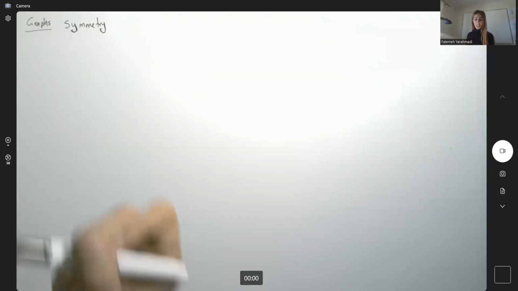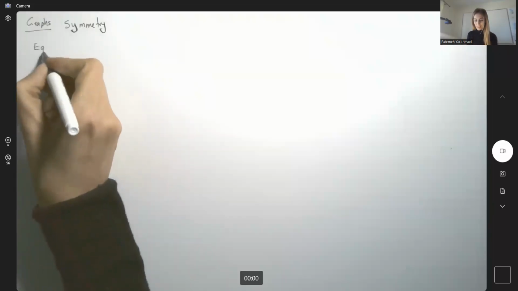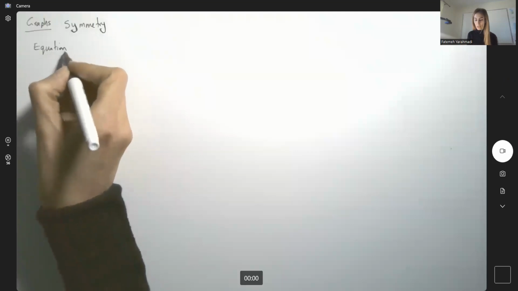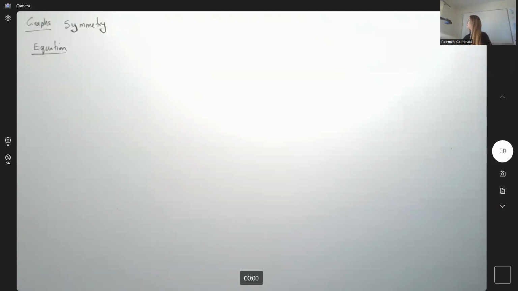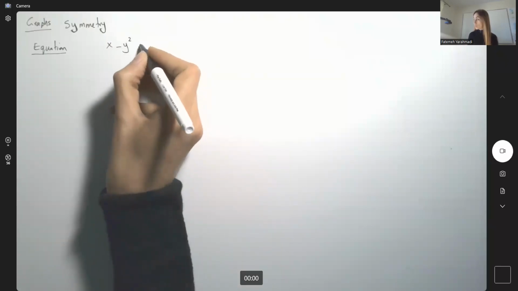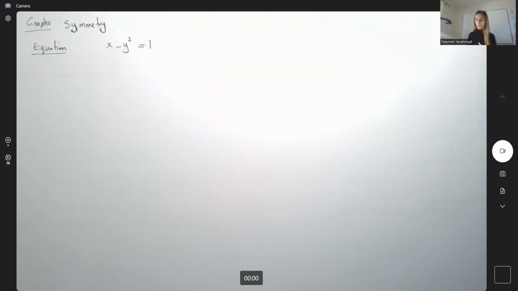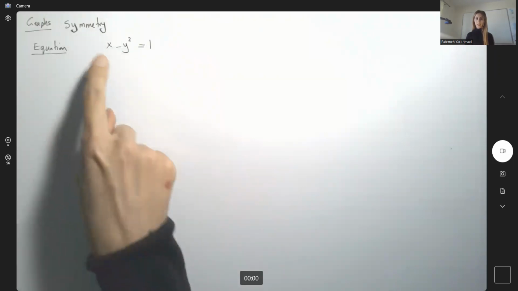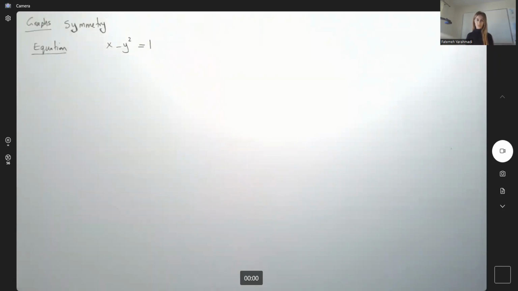Analyze the following equation. I'm going to give you an equation. Based on our note, it is x minus y squared equals 1. What type of symmetry do I have here? What is it symmetric to?